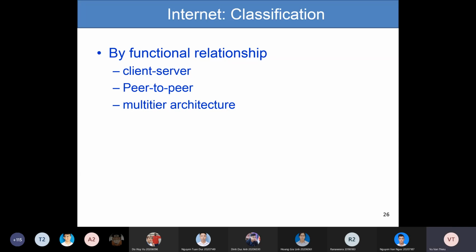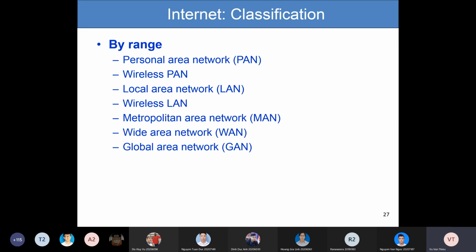So that is peer-to-peer network. The last one, multi-tier architecture, is the combination of client-server and peer-to-peer network. So this is a combination network that combines different kinds of networks into the same network. That is multi-tier architecture. We can also use the range of use, or the range of installation, to classify computer networks.